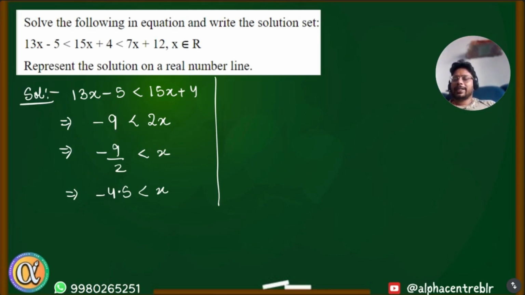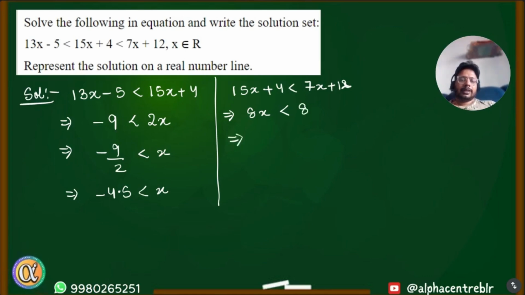With a greater than and less than sign, I think you understand that the side which has two endpoints is the bigger side, and the side which has one endpoint is the smaller side. Let's solve the second part. 15x plus 4 is less than 7x plus 12. 15 minus 7 is 8x, which is less than 12 minus 4, 8. x is less than 1. Therefore x is greater than minus 4.5 and less than 1. So together we can say minus 4.5 is less than x, which is less than 1.